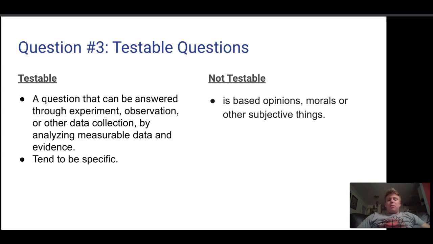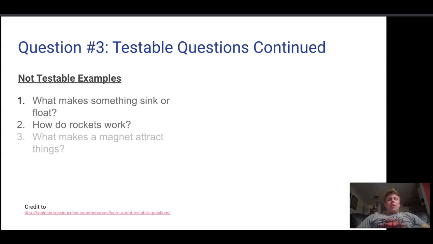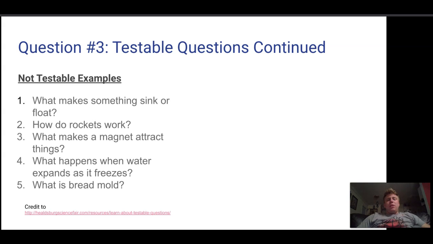Questions that are not testable have some things in common. These tend to be based on opinions, morals, or other subjective things, as well as they tend to be general in scope. The next thing I want to do is give you 5 examples of questions that are not testable. And what we are going to do is take these 5 questions and turn them into testable questions. So number 1 says, what makes something sink or float?